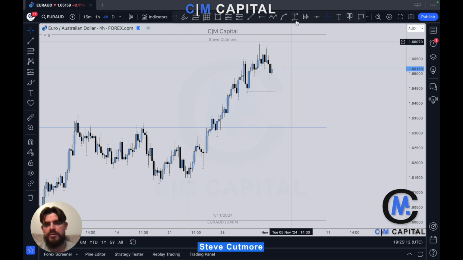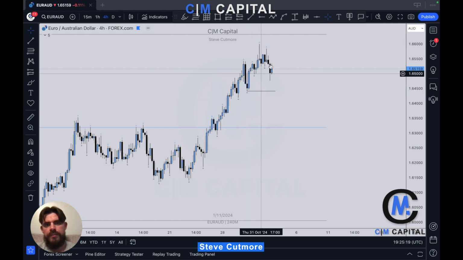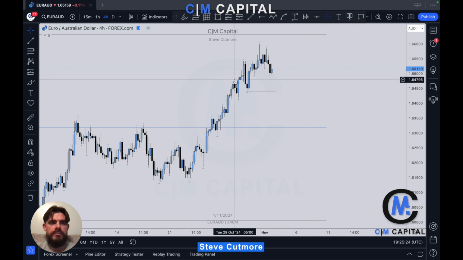I am expecting it to come higher and break that daily range, but I want to see this 4-hour level break and then get some sort of shift in structure, and then I can start shooting to the downside.